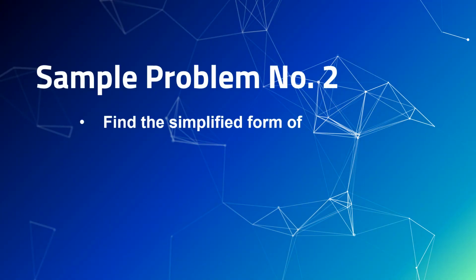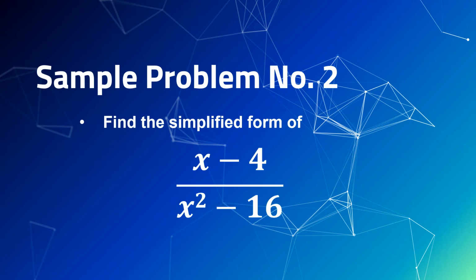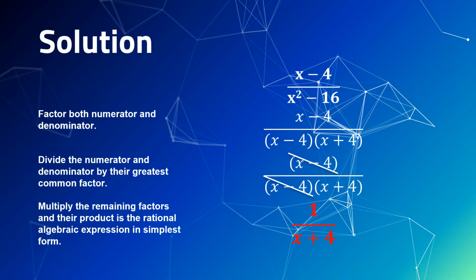Problem number 2. Find the simplified form of (x minus 4) over (x squared minus 16). For that, again, you have to write the given. Then factor both the numerator and denominator. The factored form of x minus 4 is still x minus 4. The factored form of x squared minus 16 is (x minus 4) times the quantity (x plus 4).